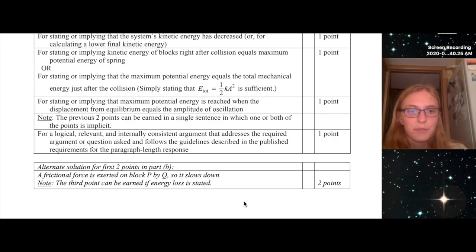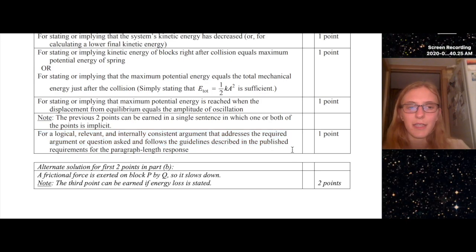And finally, for a logical, relevant, and internally consistent argument that addresses the required argument, okay, so literally to get this point, you just make your claim at the beginning, whichever one you decided to pick, even if it's wrong, and then you just write a paragraph that supports it and sentences make sense.